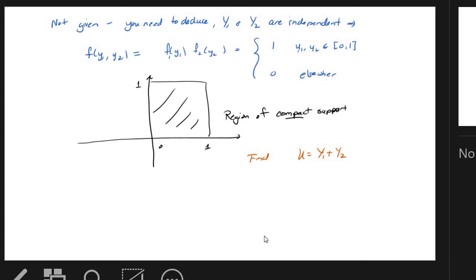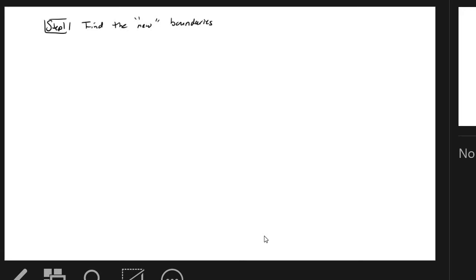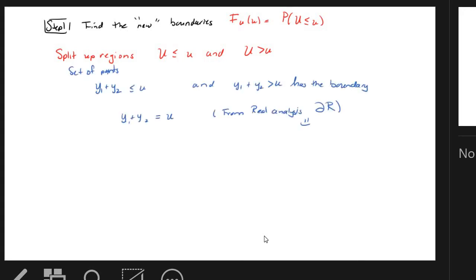What they want you to do in this problem is find the distribution function for u equals y1 plus y2. Benign looking problem. It's not, though. The first step, like before, is finding the new boundaries. But now you've got a big mess because you have to draw the square out and then draw what y1 plus y2 equals u looks like. You're really looking at the set of points where y1 plus y2 is less than or equal to u. So this is your boundary right here. Yes, it's the same boundary you talk about in real analysis. You're looking at the boundary of a region, except you haven't gotten to multiple dimensions yet.